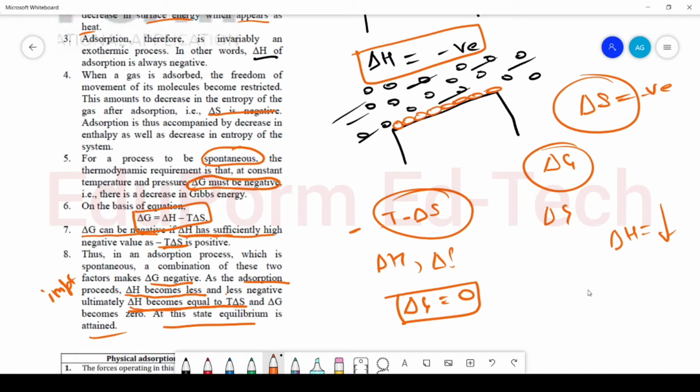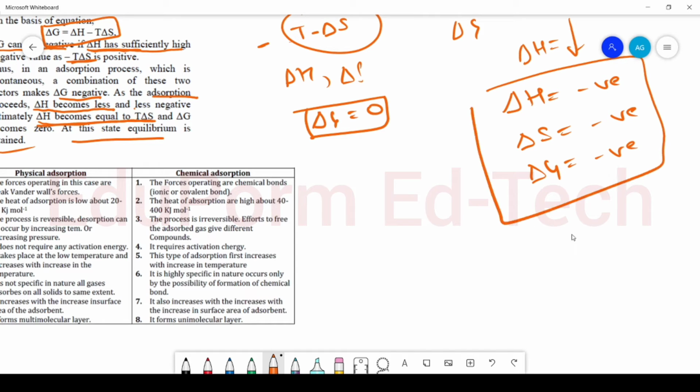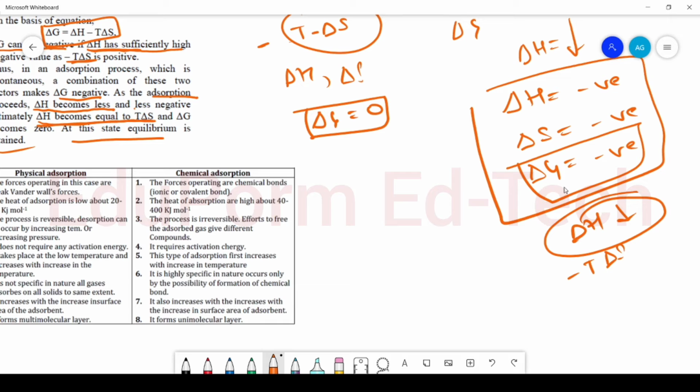So what you need to learn is that for adsorption, delta H, that means change in enthalpy, is negative, and change in entropy is also negative, and for the process to be spontaneous, change in Gibbs energy is also negative. Delta H should be highly negative because minus T delta S is positive, and when delta H is negative, only then will the process be spontaneous.